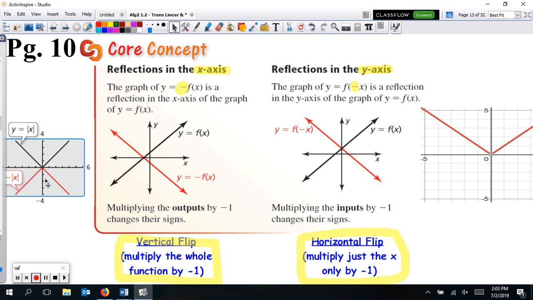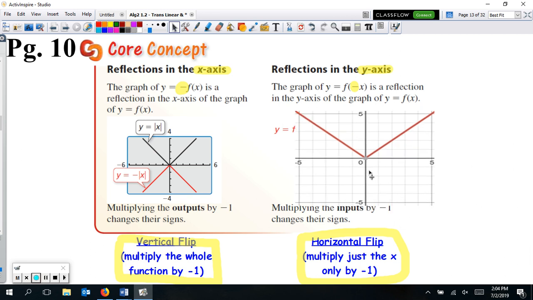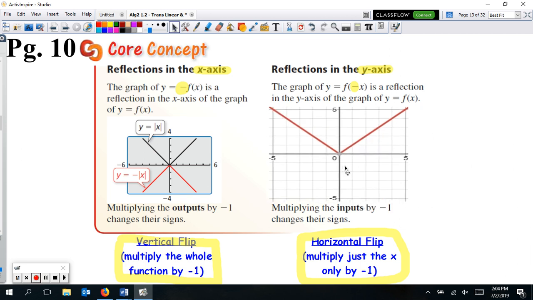So if we look at our absolute value functions here, it makes it a little bit easier to understand, perhaps. So you have this one, our parent function right there, y equals absolute value of x. And if I multiply the entire function by a negative, now it's negative times absolute value of x, it flips down. It flips over the x-axis. And that one you can definitely see the flip. But when you're flipping it over the y-axis, look at that, it doesn't look any different.